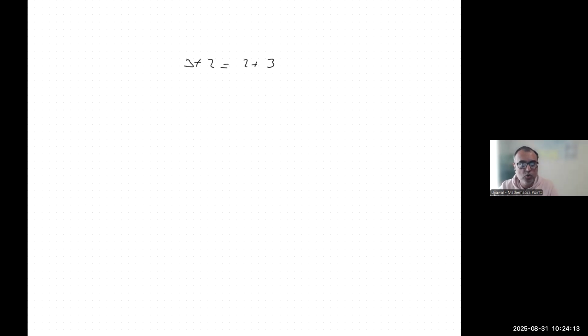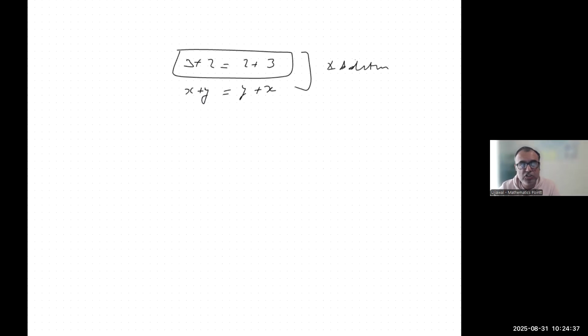Quadratic has a power 2, correct, Kinetic. All right, coming back. Therefore, x plus y is y plus x. This is called the commutative law of addition. This law only works for addition. It does not work for subtraction. So 3 minus 2 is not equal to 2 minus 3. So commutative law only works for addition.